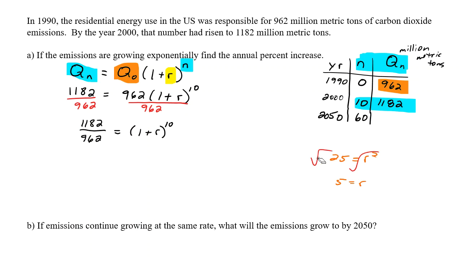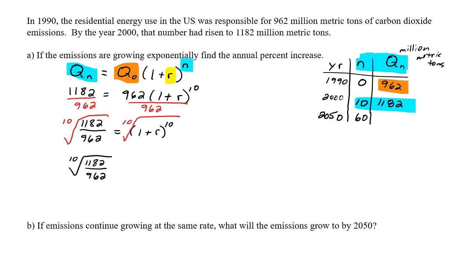Well, in order to undo a 10th power, you have to do what's called the 10th root, which literally means what to the 10th power is. All right, so the 10th root. So I have to do the 10th root of both sides. On the left-hand side, I'm just going to leave this, and we'll come back and talk about how to put this in your calculator in a minute, as soon as we're done getting r by itself.